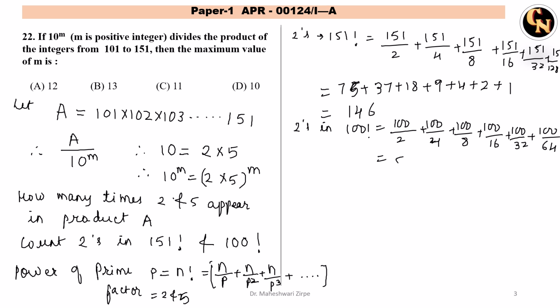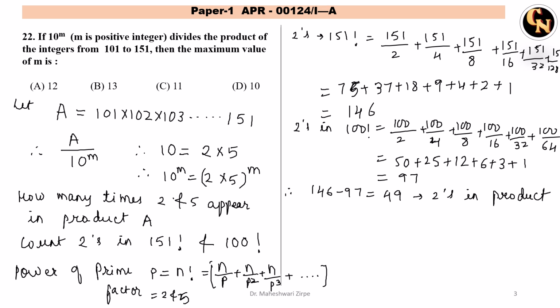So here it is 50 plus 100 divided by 4 is 25 plus 100 divided by 8 is 12 plus 6 plus 3 plus 1. Okay, even though it comes in fraction, we will be taking it as a round number, and this comes out to be 97. Now to find 2's in the product, you will find 146 minus 97. So approximately there are 49 2's in the product.